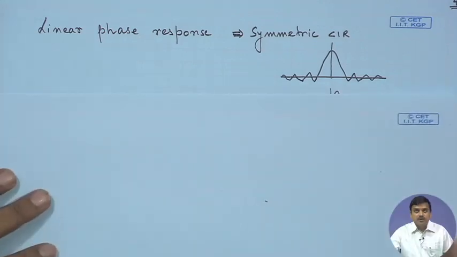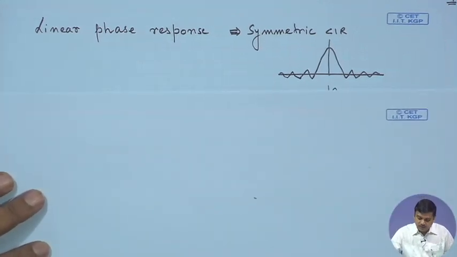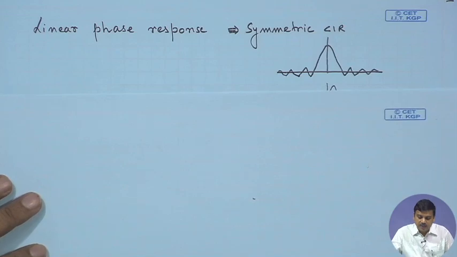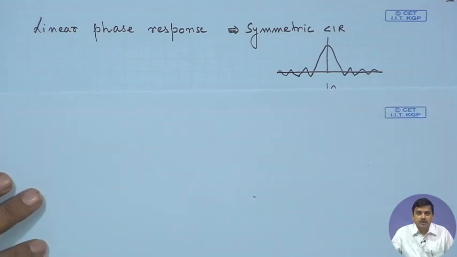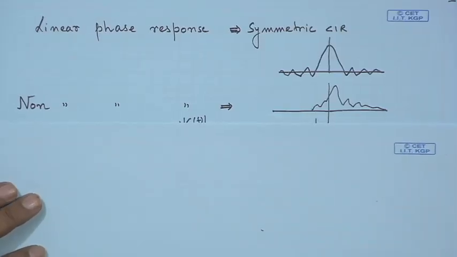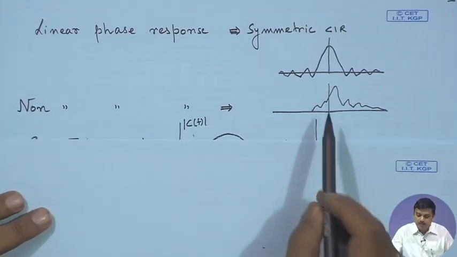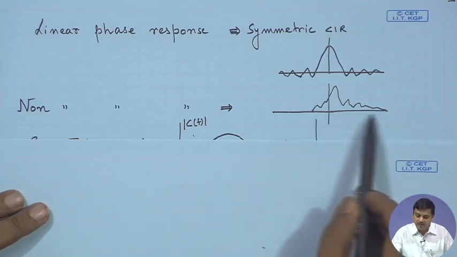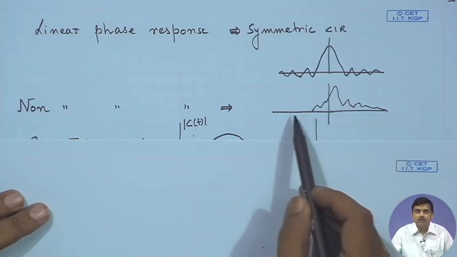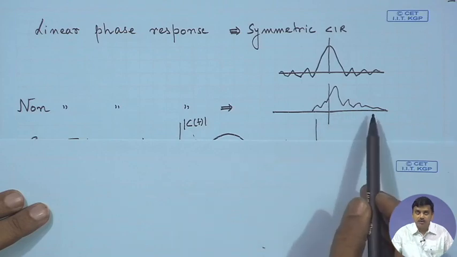So, the linear phase response, as we just mentioned, results in a symmetric channel impulse response. We will quickly see what is meant by the channel impulse response. However, if the phase is nonlinear, the impulse response would be asymmetric, and it could take, for example, a situation which is like this.